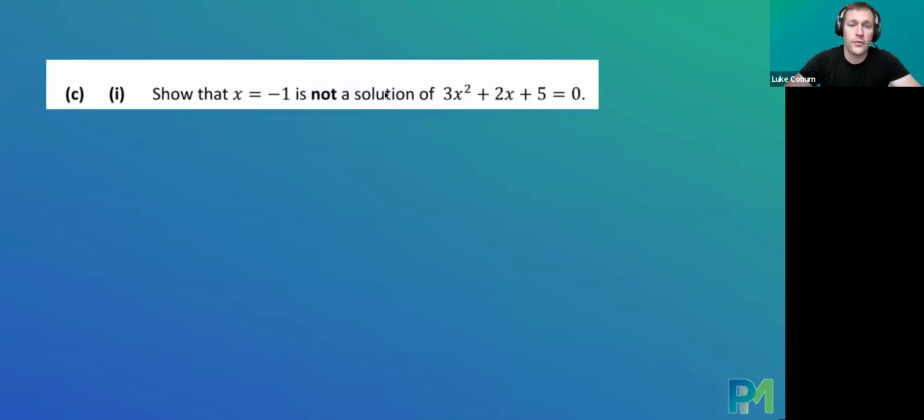Final one: show that x equals minus 1 is not a solution of the equation. What can we do? 3 times minus 1 all squared, plus 2 times minus 1, plus 5, is it equal to 0? Right? Okay, so what we do is we just work out what that is. It's 3 minus 2 plus the 5. That's equal to 6, which is not 0. So that means that it's not a solution, okay?